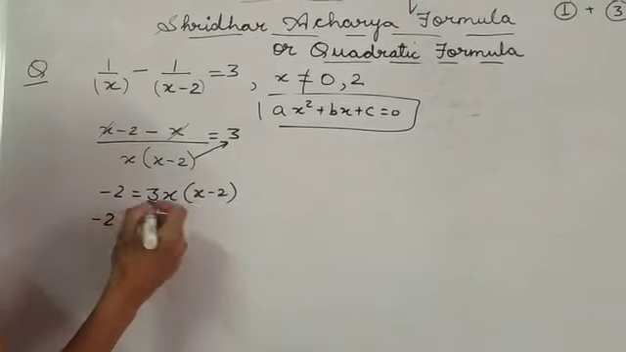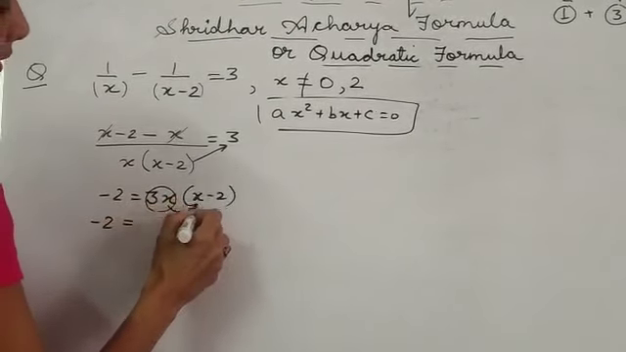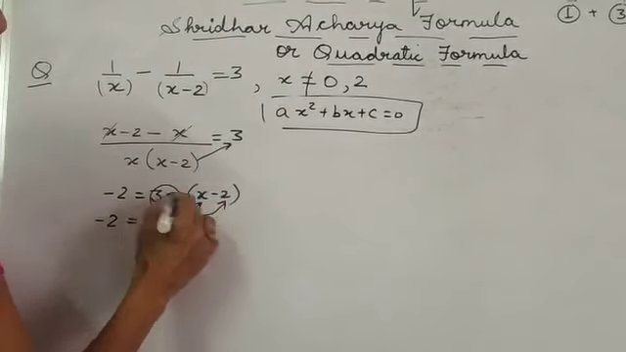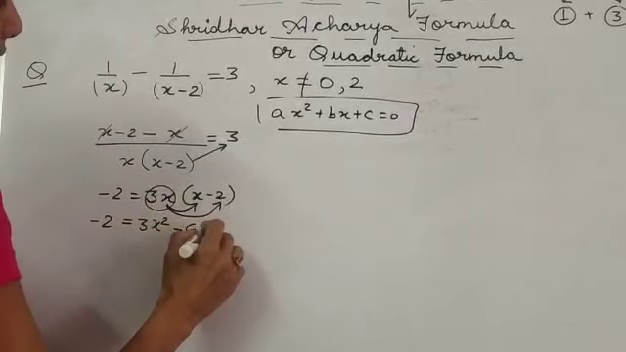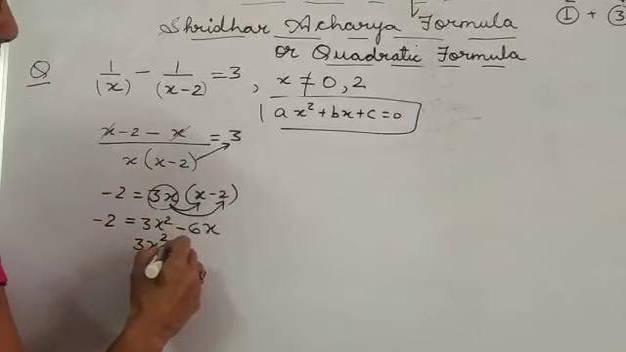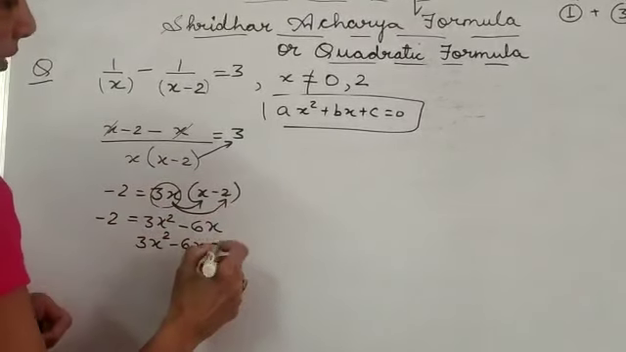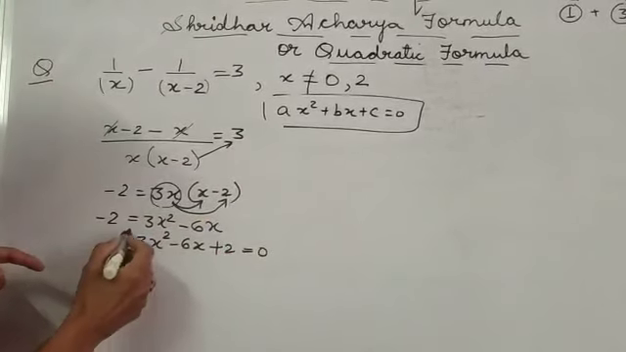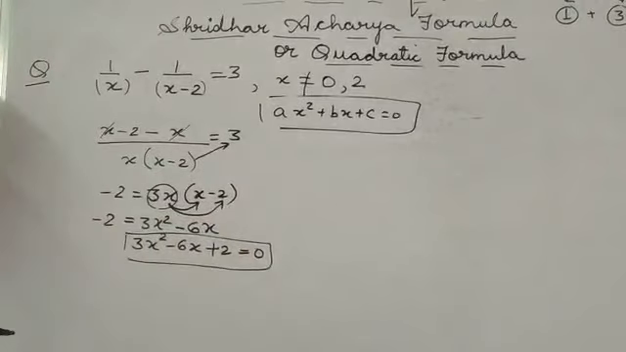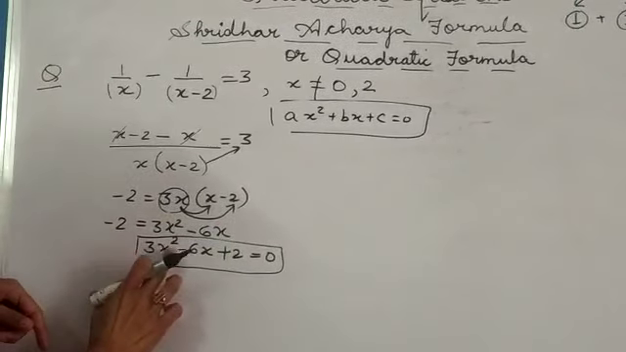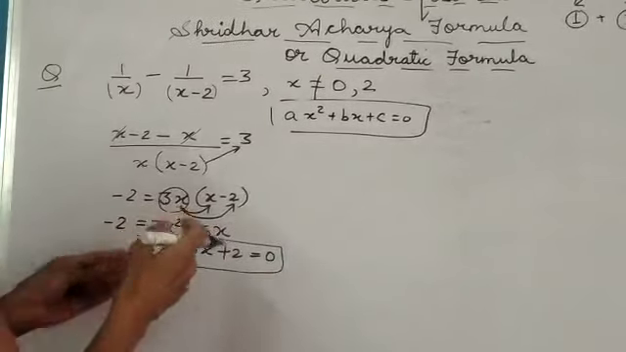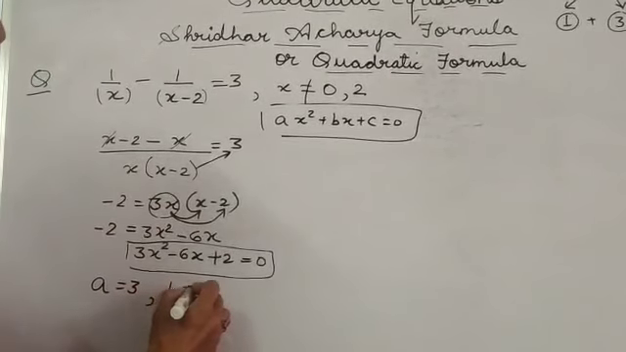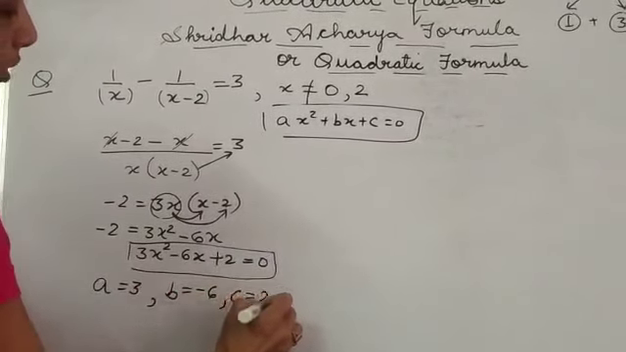Now solving it further, take this 3x, multiply it with this and multiply with this also. So I will be getting 3x square minus 3, 2 equals 6x. Now I am getting it as 3x square minus 6x. This when it comes this side becomes plus 2 equal to 0. Now this is my standard form of the quadratic equation, which is ax square plus bx plus c equal to 0. Now you find out what is a here. A is your 3. What is b here? B is your minus 6. What is c here? C is your plus 2.